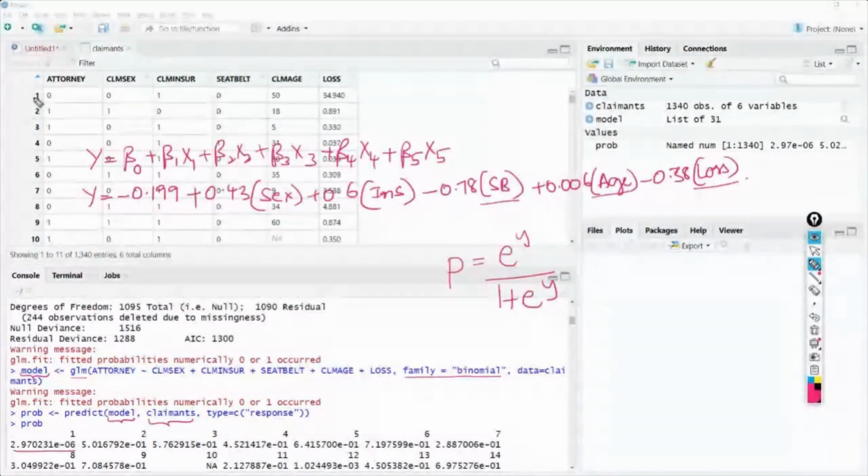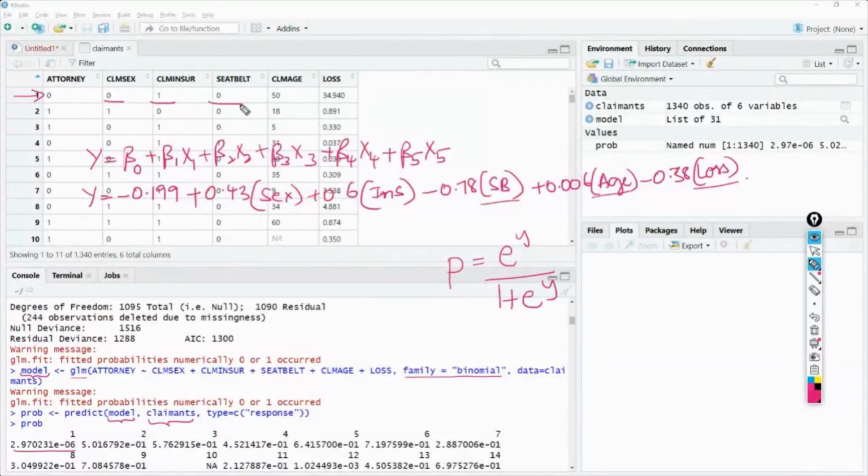Now look at the first probability value. How did I get this? So your model goes to the first row. It will take claimant sex 0, insurance 1. It will substitute here. Seatbelt is 0. It will substitute here. Age 50. It will substitute here. 34.94. It will substitute here. When you solve it, you get the y value. Take that y value and substitute in this equation, and then you get this probability number.